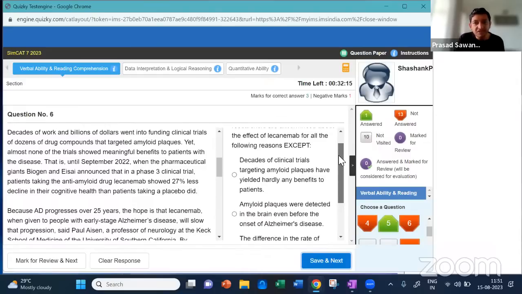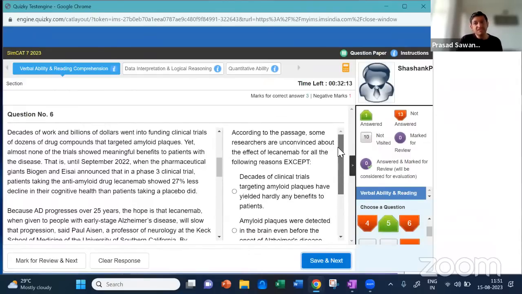Okay, let's see the second question. According to the passage, some researchers are unconvinced about the effect of lecanemab for all the following reasons. Why are they unconvinced about the effect? They are unconvinced because of some things. Okay, because the sample is statistically insignificant.